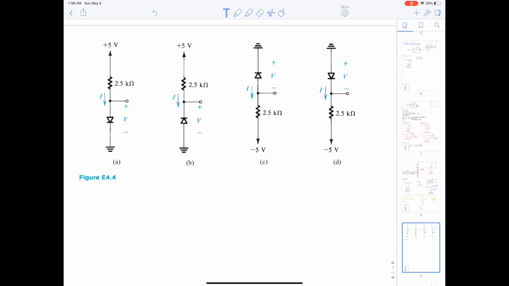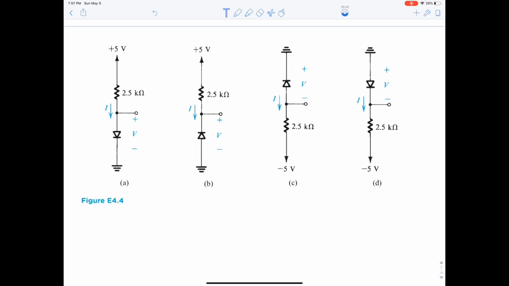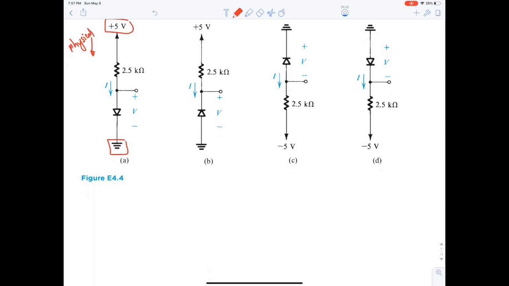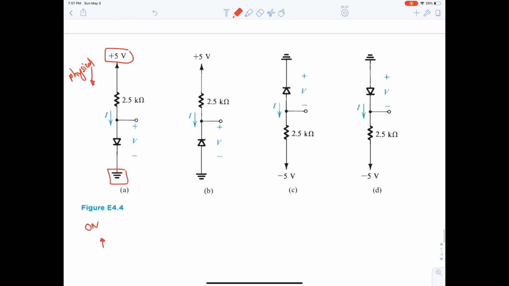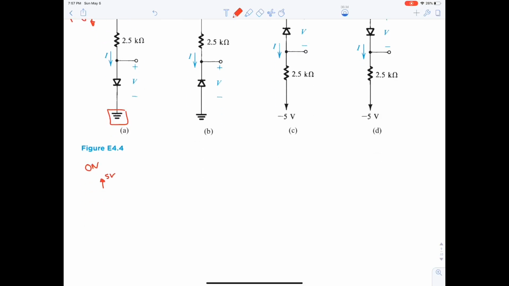Okay, so as I mentioned earlier, in order to solve for I or V, you need to figure out the physical current. The physical current is from high potential to low potential, so it's moving downwards. This is the physical current. Okay, so now the diode is on, right? The diode is on. We need to replace the diode with what? A short voltage source, sorry. Okay, so here we're having a voltage source and we need to find V here.